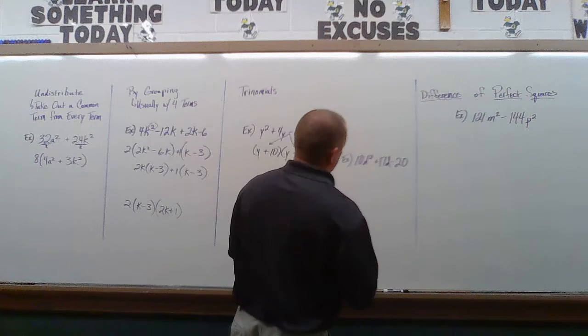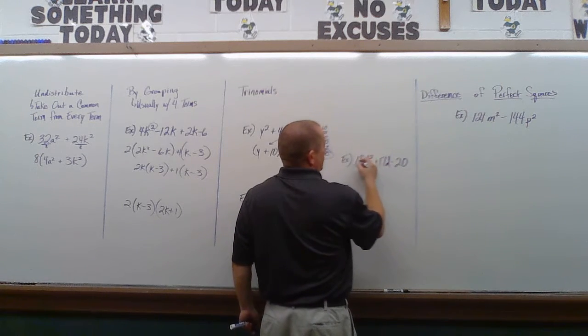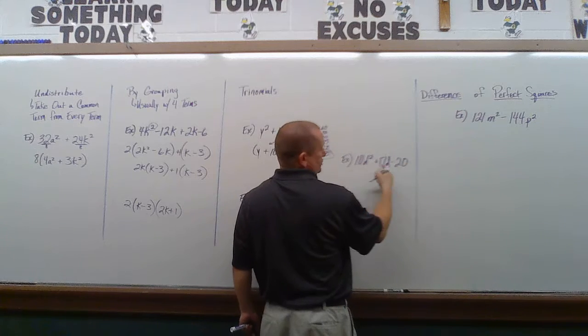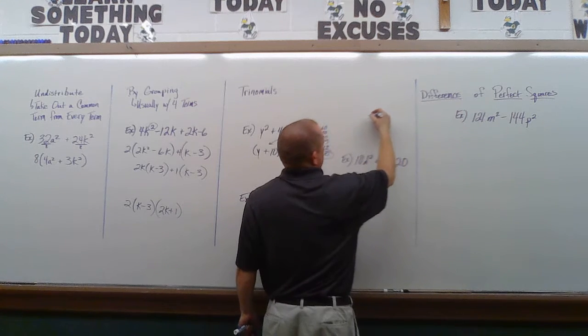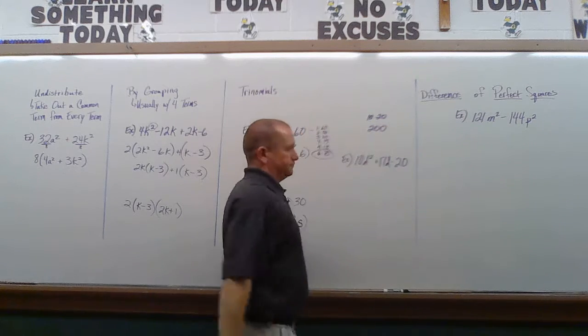So when you do this, the first thing that you're going to do is take and multiply the first term or coefficient times the last term. So I'm going to do 10 times 20, which gets me 200. Okay?